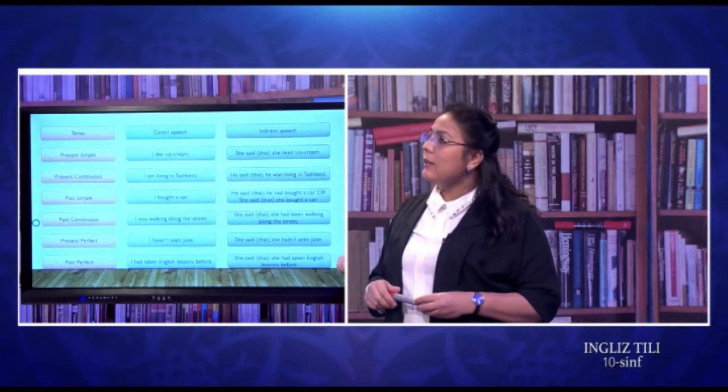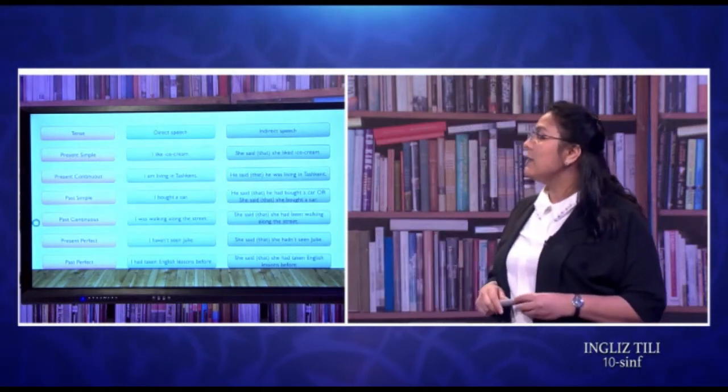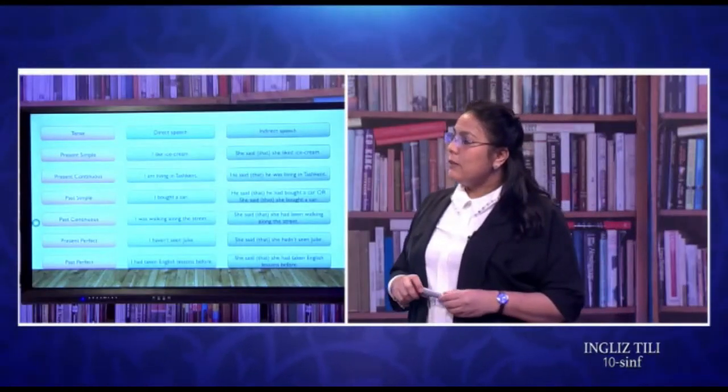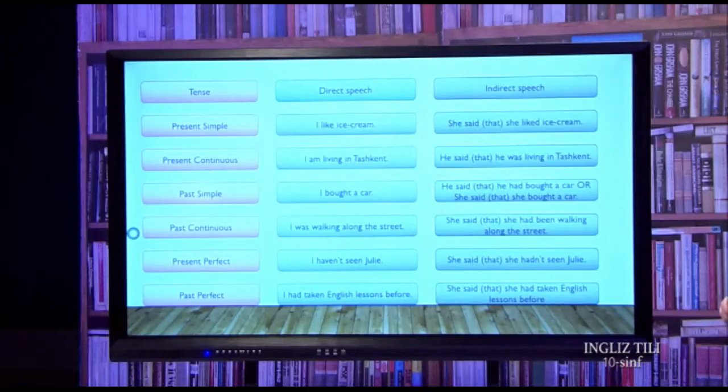If we say "I like ice cream" and we use the first part of the sentence in past form, we say "She said she liked ice cream." Here we change both the pronouns and the tense. Next, present continuous. We are saying "I'm living in Tashkent." The progress is happening now. And if we change that into past, "He said he was living in Tashkent." Both the pronoun and the verb change.